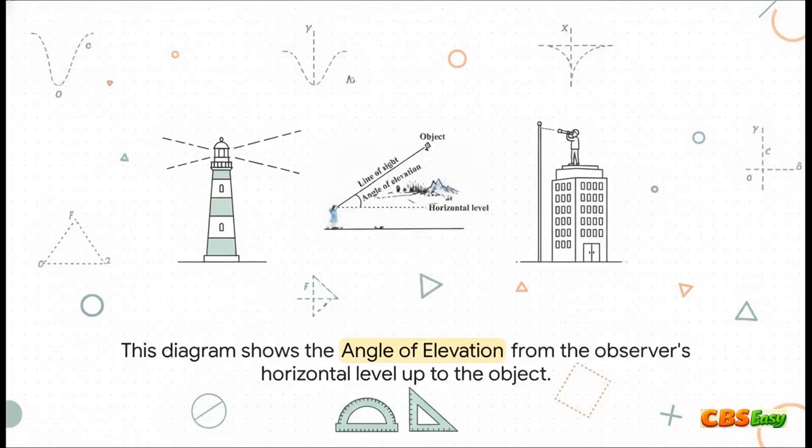And this diagram here shows it perfectly. See that? You've got the observer looking straight out along the horizontal line, and then you have the line of sight going up to the object. That angle right in between them is the angle of elevation. This is the exact mental picture you want in your head every single time.